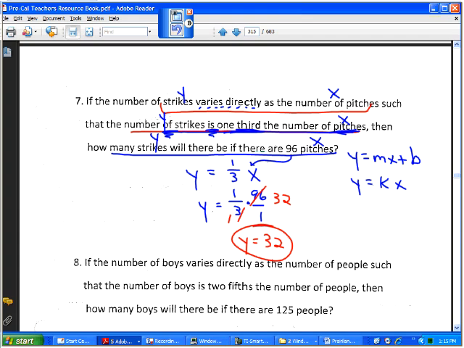Strikes varies directly as pitches. Strikes is also dependent on pitches. Any questions on number 7? Okay.